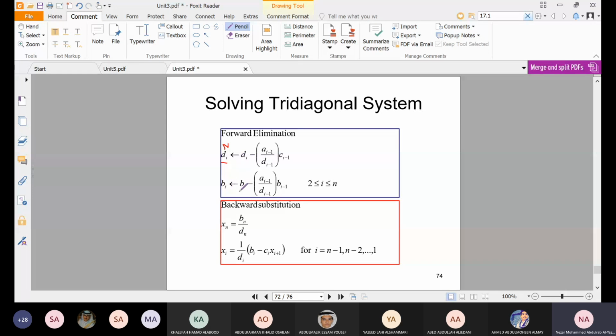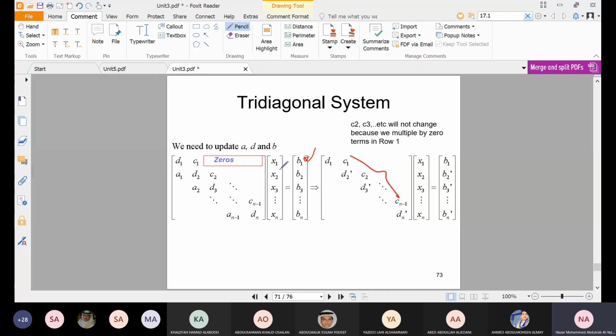A new B's, what's the B's? B's will equal the old B's at i minus a_i over d_(i-1) multiplied by the previous B. And this algorithm is applicable only from i equal or greater than 2 to n. So we start from i equal to 2, because at 1 we don't have any change. So this is the same.